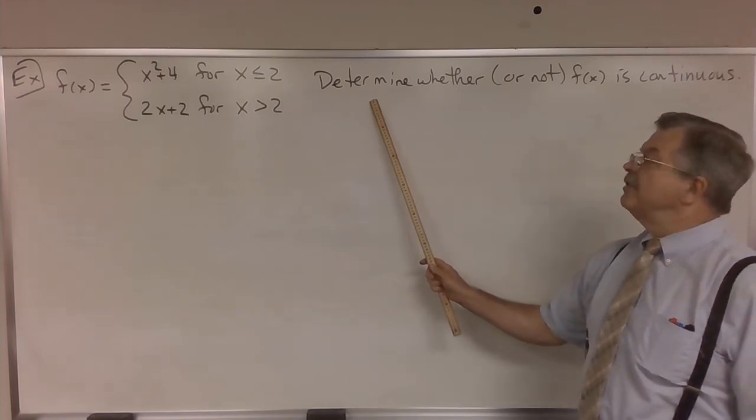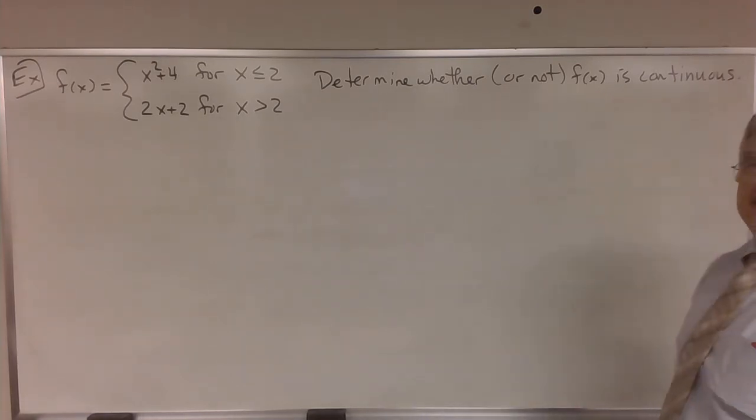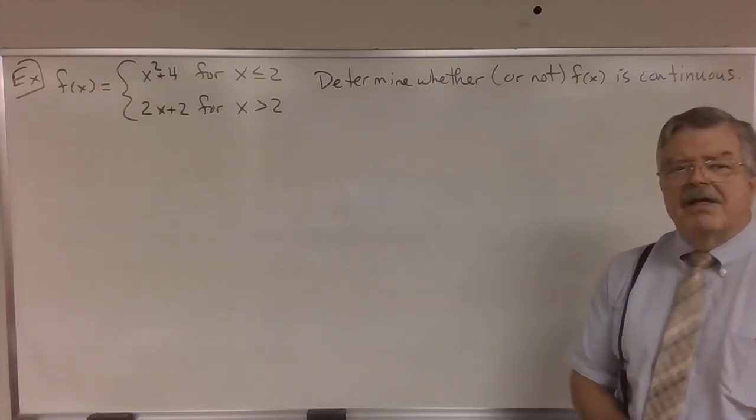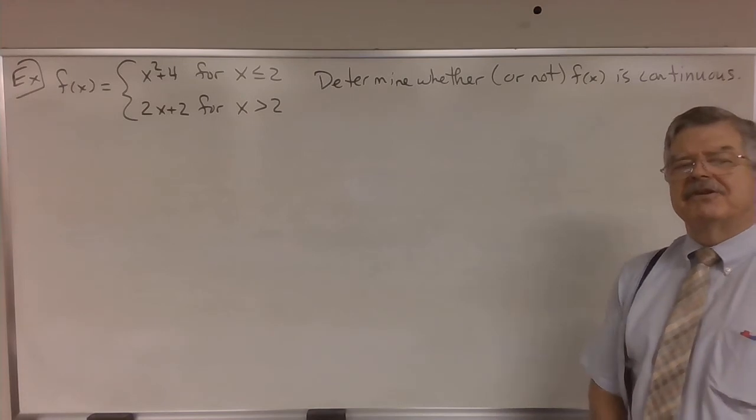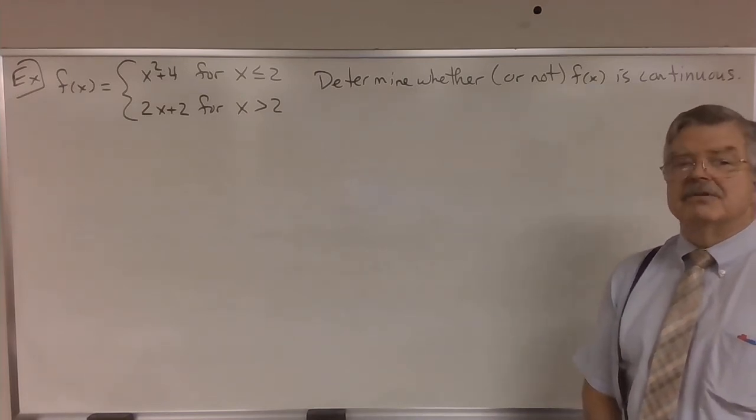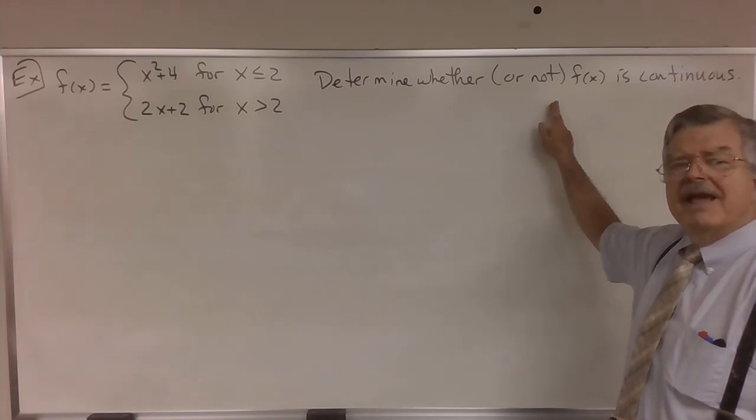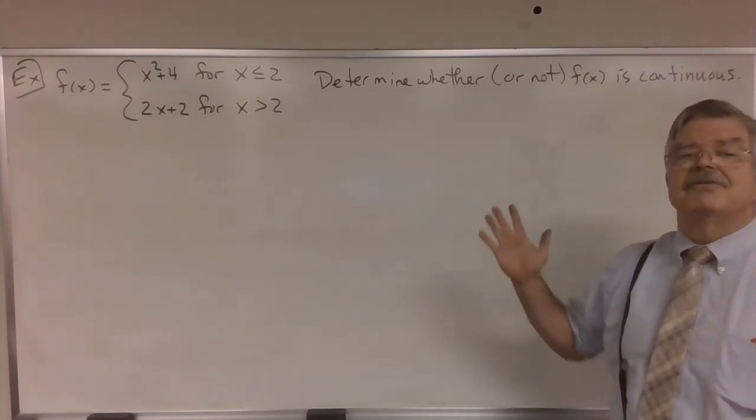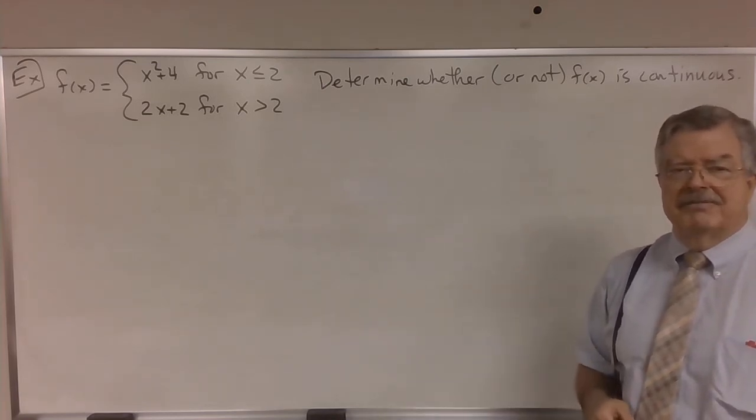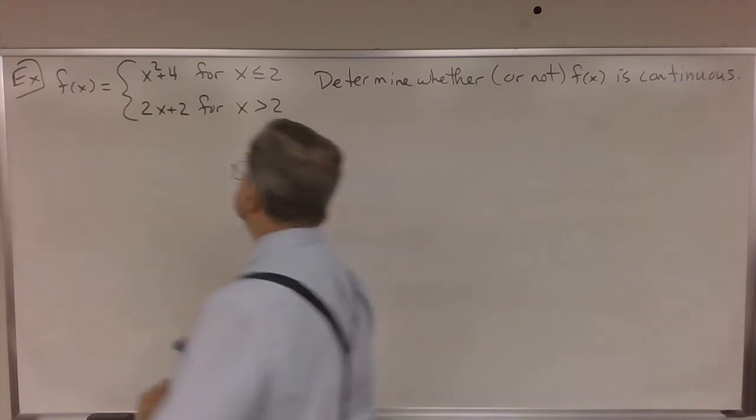Here, we're told to determine whether f of x is continuous, period. They're not telling us to determine whether or not f of x is continuous at the point x equal 2. They're telling us to determine whether or not f of x is continuous, period. In other words, continuous for all values of x. So here's how we approach it.